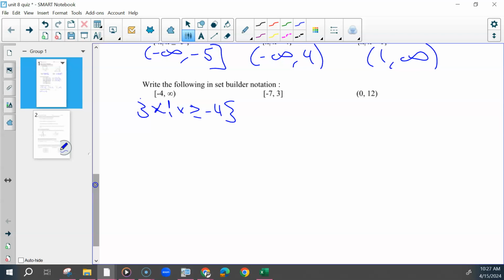Where is the 3x from? So this is just curly bracket. So you don't need that part. As long as you had this, you were good. But if you had that part, that was also fine. Because this is actual set builder notation.